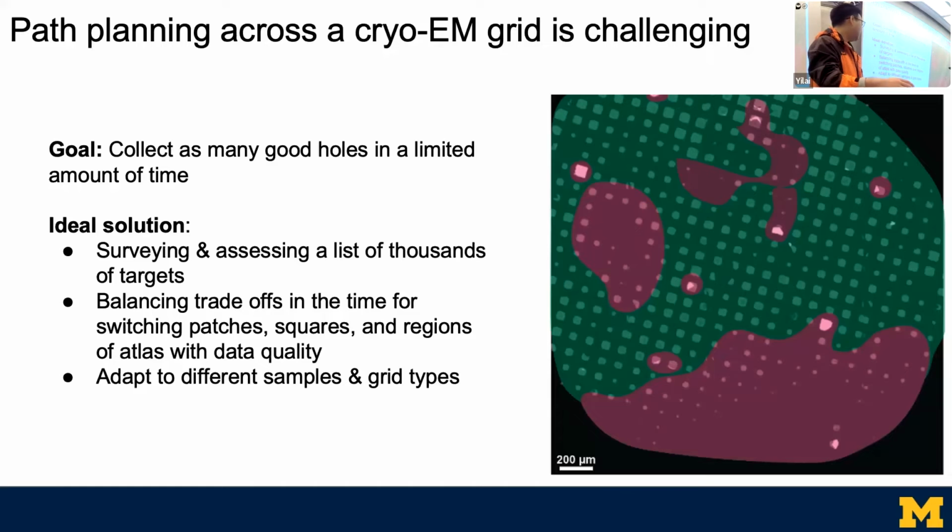On one hand, we want to optimize the data quality and collect as many good holes as possible. On the other hand, moving the microscope from one place to another place that are far away across the grid takes a lot of time. So we also need to balance the time of moving the microscope in this scenario. And we also want this framework to adapt to different samples and different grid types.